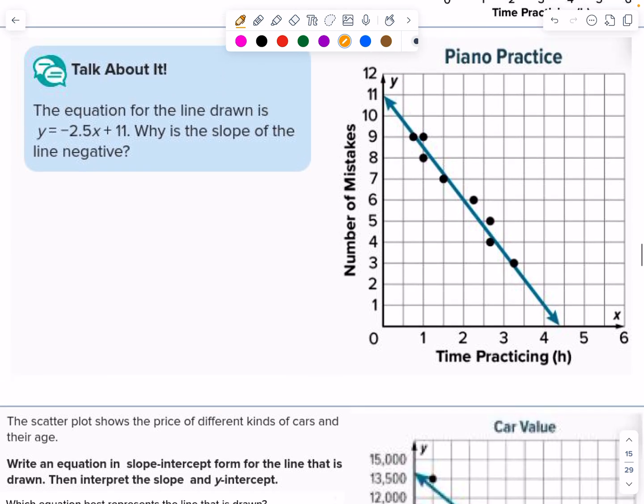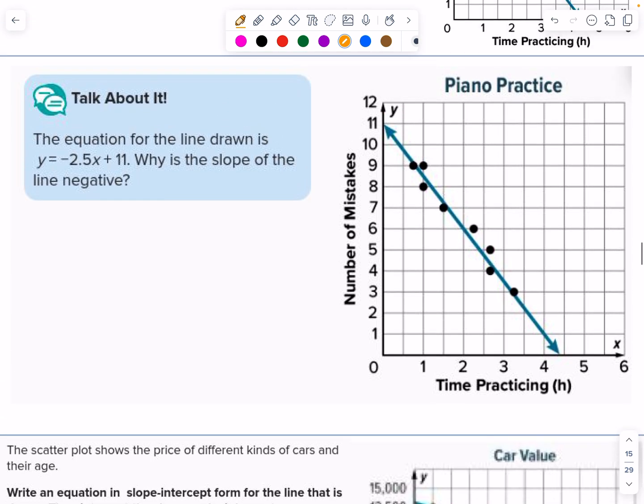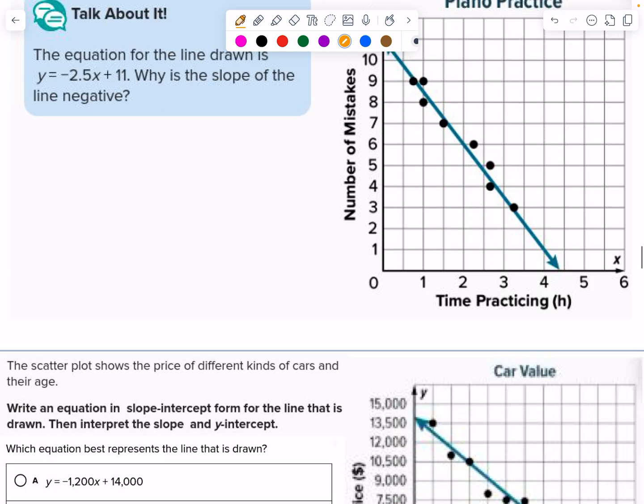It's about the same thing I just talked about. Okay. Here, the equation for the line. Why is the slope of the line negative? Because it's a negative association. She's making fewer mistakes the more she practices.